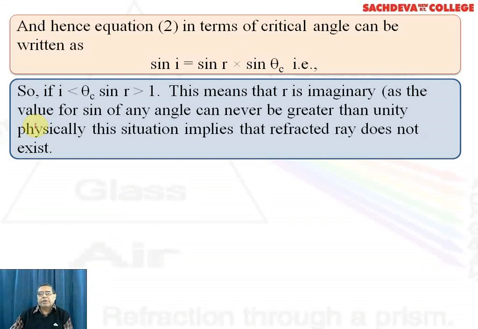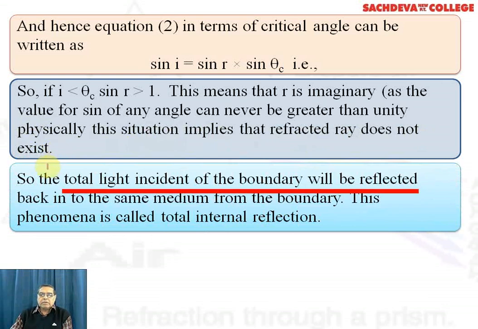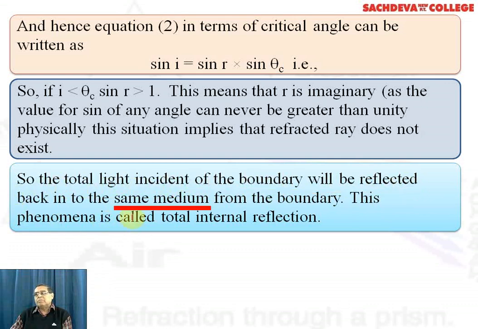But if they are tangents, cotangents, secants and cosecants, they can go towards 1 or greater than 1. Physically, this situation implies that the refracted ray does not exist, as shown in the figure. So the total light incident on the boundary will be reflected back into the same medium, as I have explained earlier from the figure. This phenomenon is called total internal reflection, that is, the incident ray in the denser medium gets reflected back into the denser medium after striking the boundary.